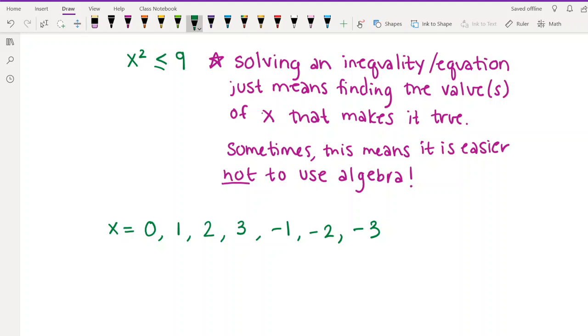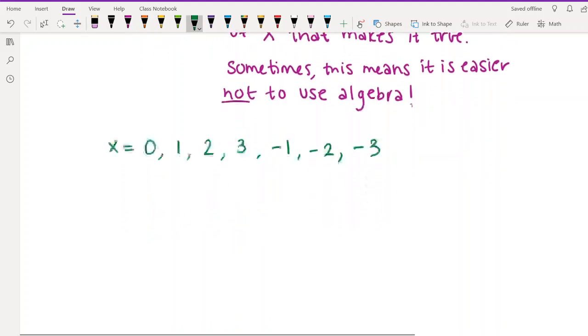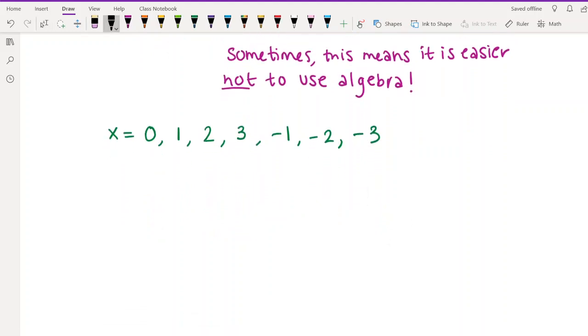So let's start to put these on a number line, and that will help us figure out what our answer is. We're doing this one a little backwards. Instead of finding the solution and then doing the number line, we're going to do the number line first.